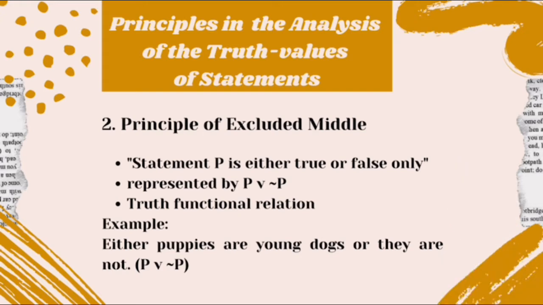P or negation P is a tautology because even if one of them is false, it is an or statement, or an alternation, meaning you only need one statement in order for the whole argument to be true. That's why it's called a tautology.